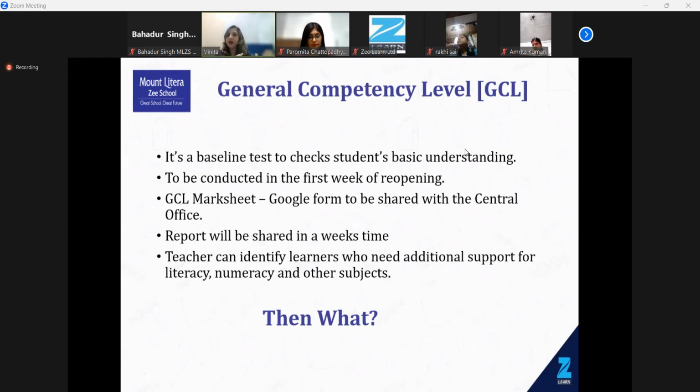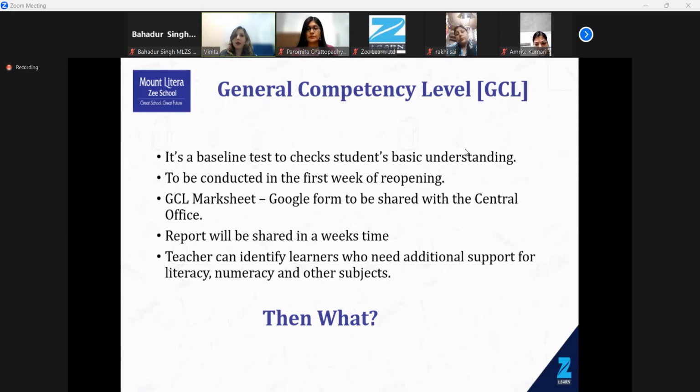Now, what exactly happens in GCL once the baseline test is conducted? The basic understanding of the student is captured through that. Then we collate the results and send them to the central office. Once the results are sent here, a report is created for the students, which is shared back with the schools. It is through this report that the teachers will be able to identify the learners who need additional support. It could be in English, Hindi, math, EVS, etc.